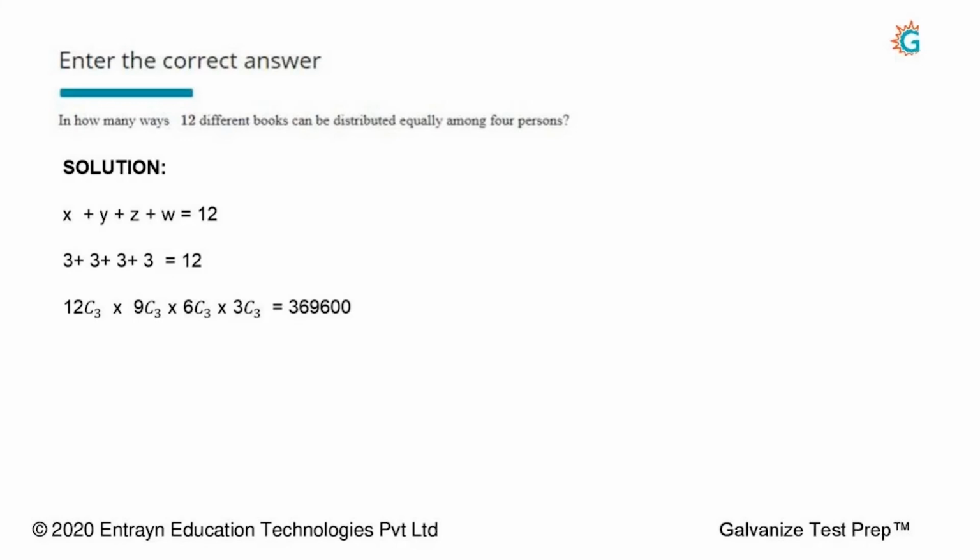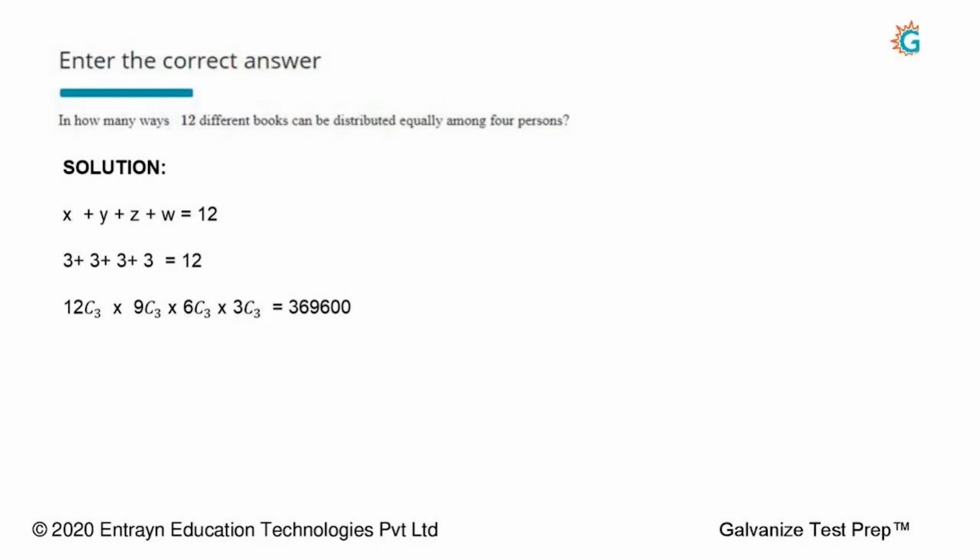And 3 books are already chosen. So remaining 9 books, again you choose 3 books in 9C3 ways. Again, 3 books from the remaining 6 books in 6C3 ways. And from the remaining 3 books, you choose 3 books in 3C3 ways. The answer is 369600.